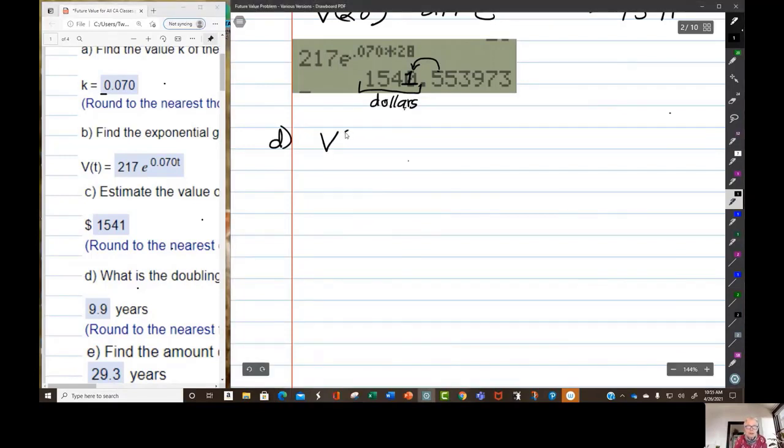Okay, first, I write down my formula. V of t equals 217 times e to the 0.070t.